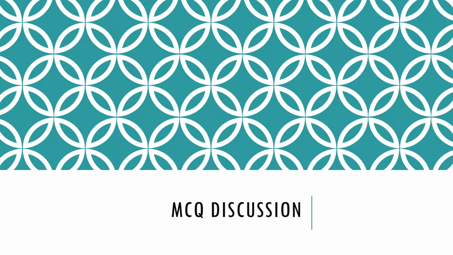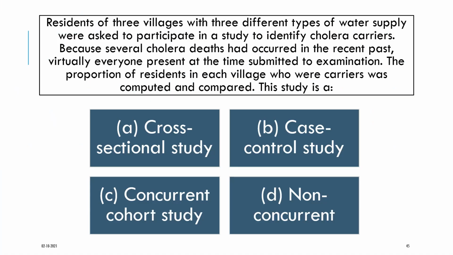Now let's discuss some of the MCQs which might be asked in the competitive exams. Take a look at this question. So what's the data that we can gather from it? They want to identify the cholera carriers and they want to check the proportion. The most important thing you have to see is "present at the time submitted to examination." So the examination was done at one particular point in time. Therefore, your answer is a cross-sectional study. There is no retrospection or there isn't any looking into the future as well. It's just at one point in time.